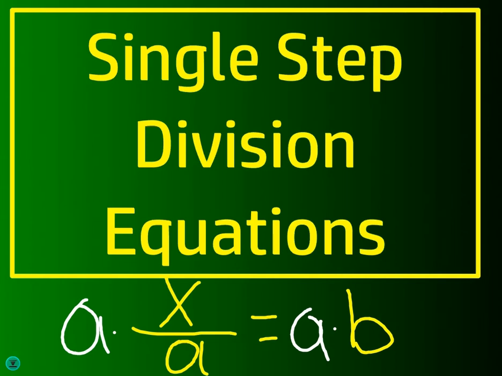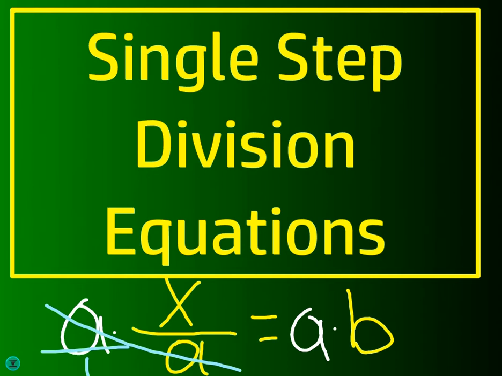If you have an a in the numerator and an a in the denominator, they're going to cancel and you're going to get x by itself, right? Some of you think of it as a over 1, which is true. It would just become x over 1, which is just x. So to cancel out division, we multiply. That's the inverse operation of division.